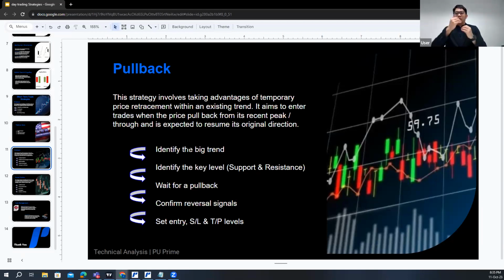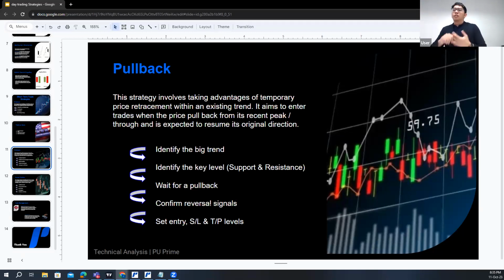And after that, when it does have a pullback, we need to confirm the reversal signal. For example, if it's a bullish breakout and it goes up, we have to wait for a pullback, but the pullback cannot be lower than the previous resistance level. You have to be above it. And then we confirm the reversal signal, and we enter from there and catch a bigger trend.